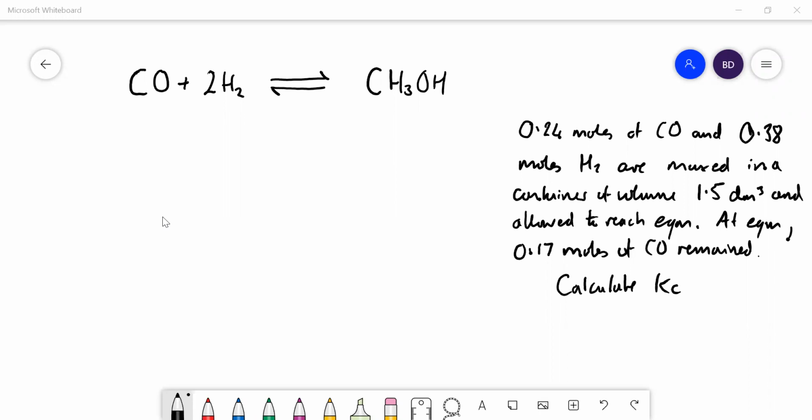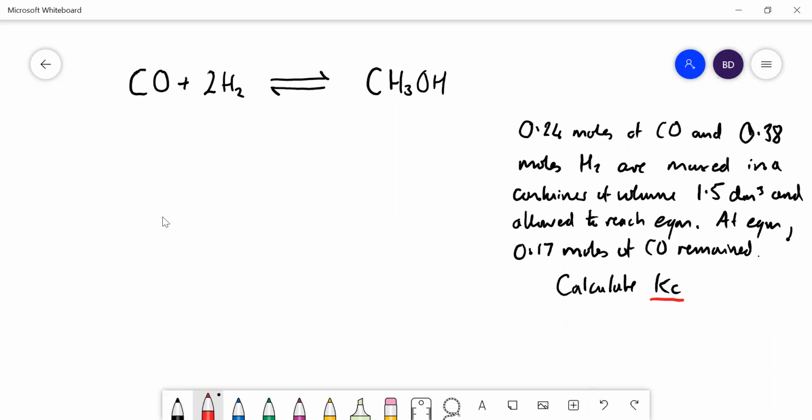Okay, so we've got a question here. It's a very common exam question. We've got carbon monoxide and hydrogen reacting to form methanol, and you've got to have the equation, okay? And we've got to find out the value of Kc from this information they give us here.